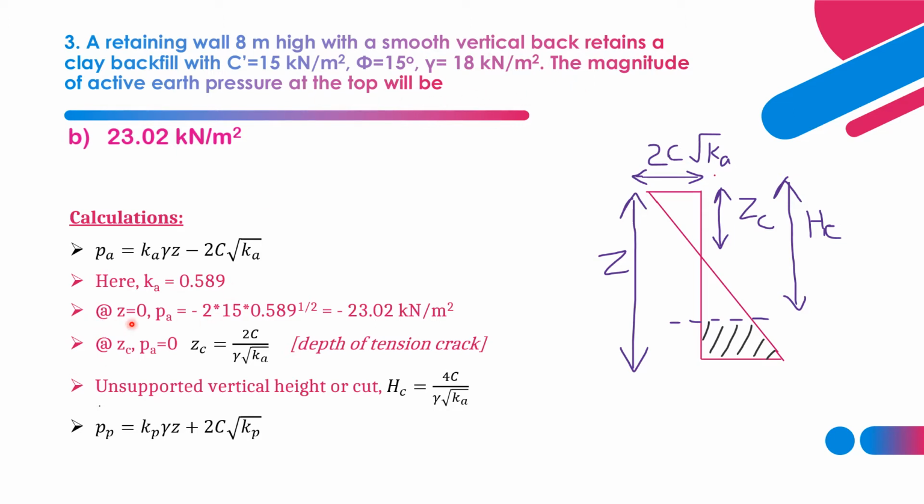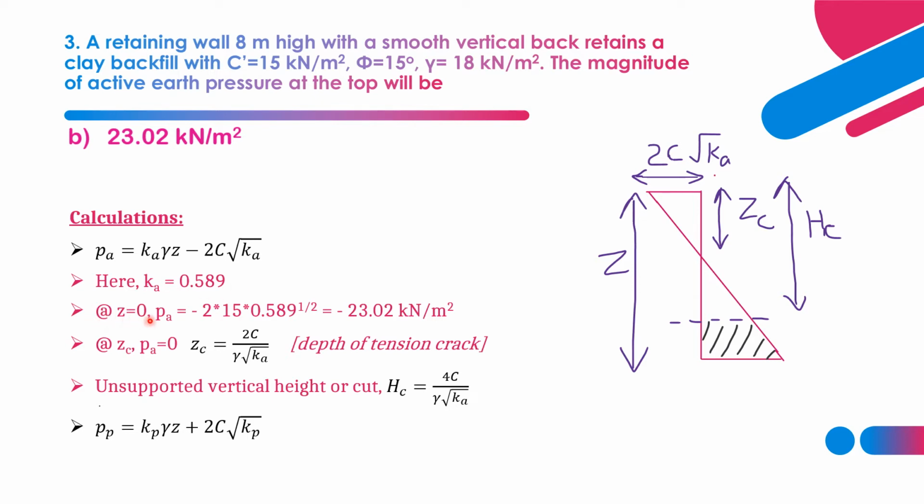So that means at z is equal to 0, what is the Pa? Before that, we have to find the Ka value. Since it is active earth pressure, we can use 1 minus sine phi by 1 plus sine phi. Phi here is 15 degree. On substituting there, we can get Ka as 0.589.